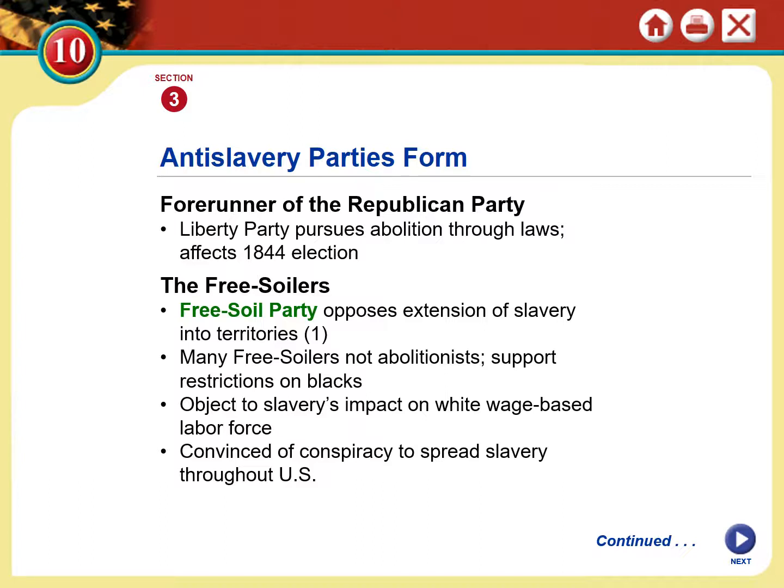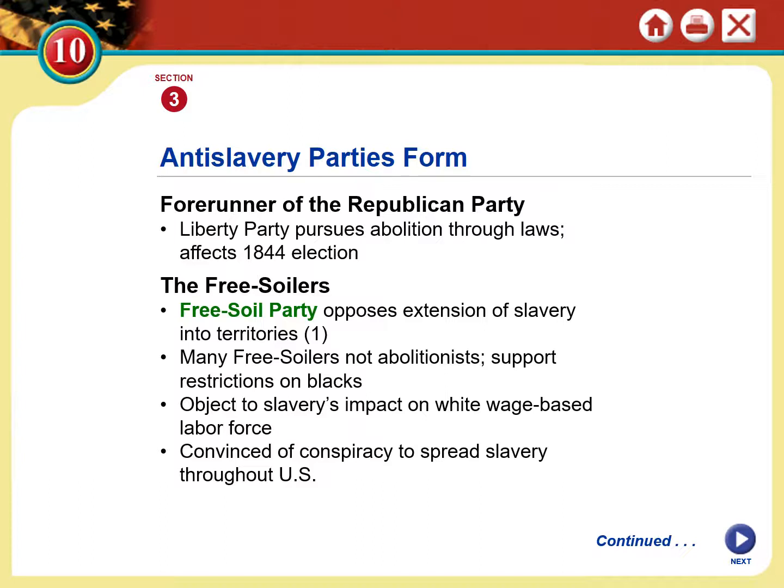The Free Soilers simply opposed the extension of slavery into territories. They just didn't want people bringing slaves with them as they moved west. And they weren't necessarily abolitionists. They didn't care if slavery ended or not. Their concern was over the spread of slavery.